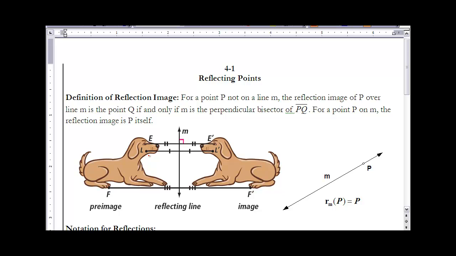Okay, so these are the notes for section 4.1, reflecting points. If you haven't done so already, why don't you pause the video and read section 4.1 before continuing on.